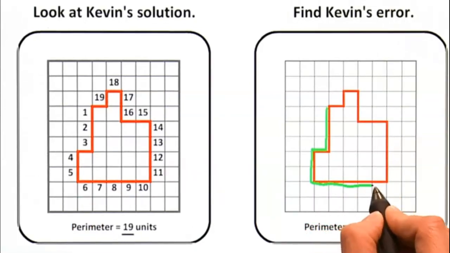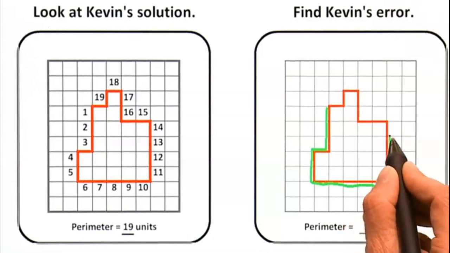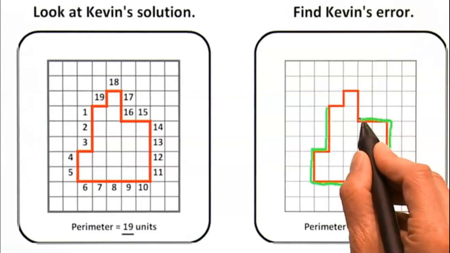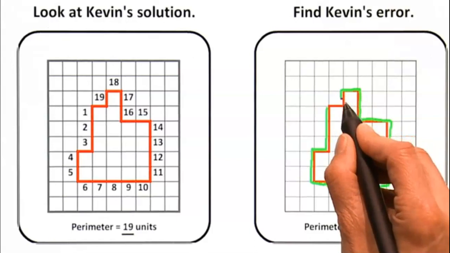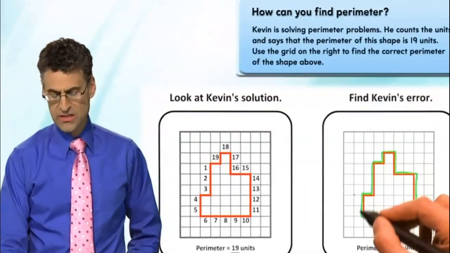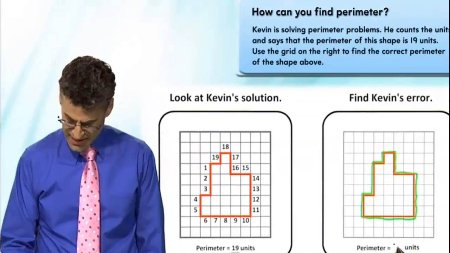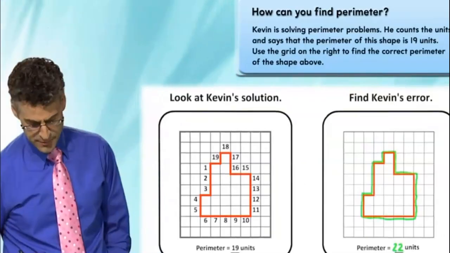8, 9, 10, 11, 12, 13, 14, 15, 16, 17, 18, 19, 20, 21, 22. So actually, there are 22 units that make up the perimeter, and so the answer is actually 22 units. And that is the perimeter.